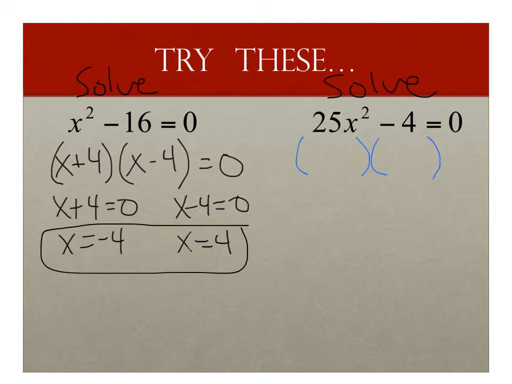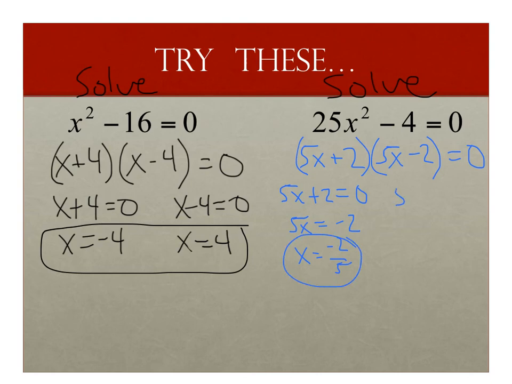Parentheses. Square root of 25 is 5. Square root of x squared is x. Boom, I've got my 5x and my 5x. Square root of 4 is 2. So I'm going to have positive and negative, or it could be negative then positive. Either way, it works out. So let's set both these equal to 0 because it did ask me to solve. So I'm going to have 5x equals negative 2. So we get x equals negative 2/5.